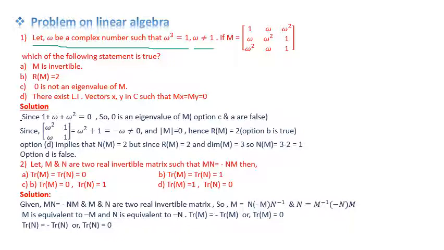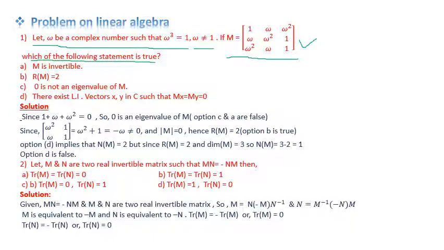not equals to 1. If capital M be a 3 by 3 matrix like this, first row 1, omega, omega square, second row omega, omega square, 1, and the third row omega square, omega, 1, right? So this is our given matrix of order 3. Which of the following statements is true? You have to find out the correct one from the options given below.